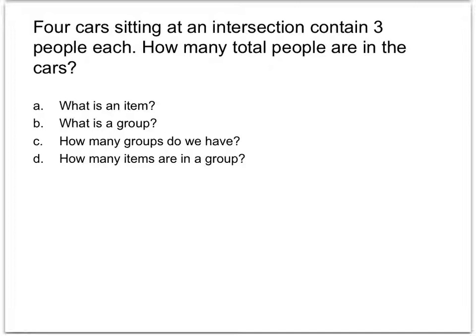Four cars sitting at an intersection contain 3 people each. How many total people are in the cars?